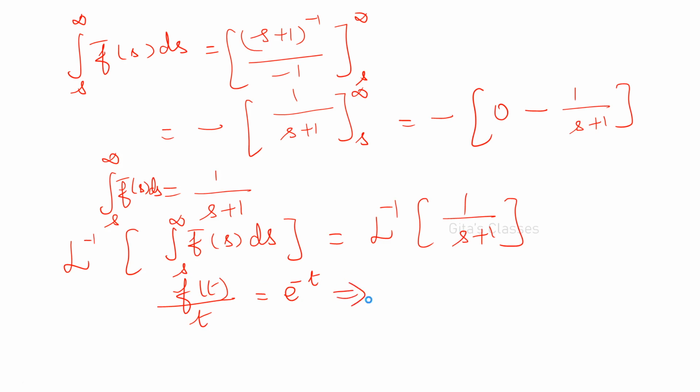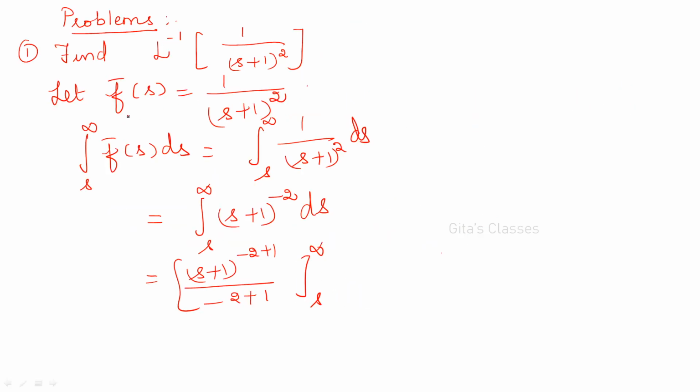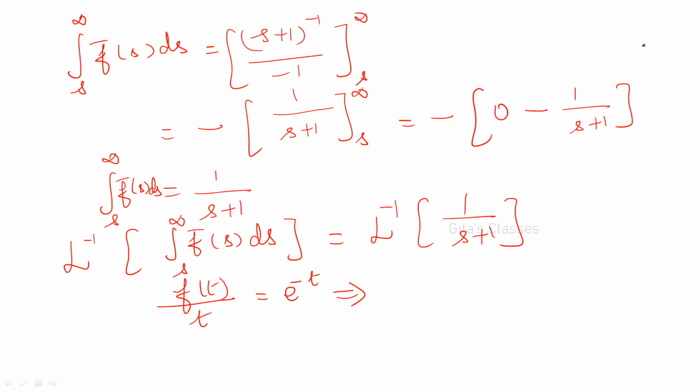Always remember, we have taken the given function as f bar of s. You are asked to find out L inverse of f bar of s. So L inverse of f bar of s is always f of t. This is what we are going to find out, f of t. So f of t is equal to t into e power minus t. Bring this t to the right hand side. So t into e power minus t is the answer.